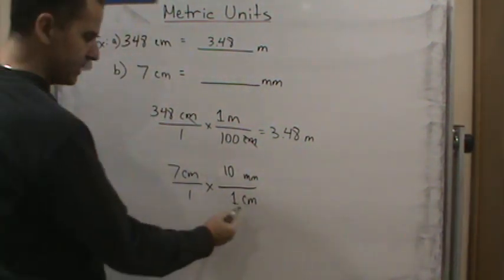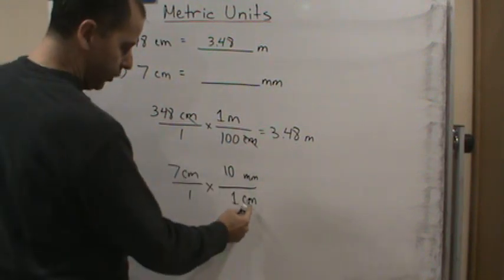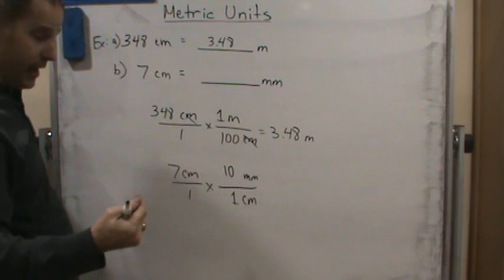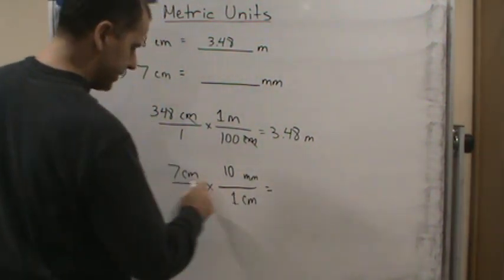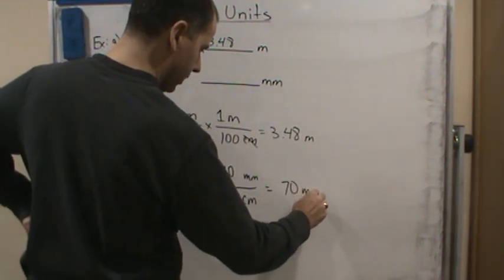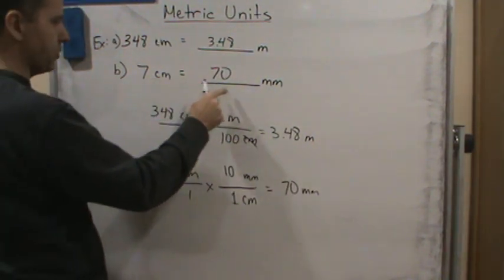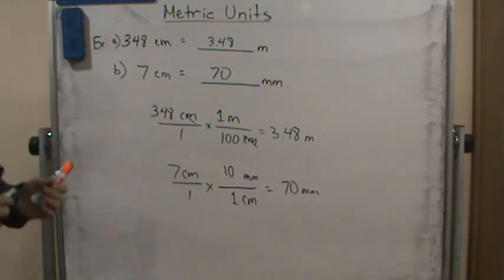How do we know that? Because there's only one difference. If you look at the table, going from centimeters to millimeters is just a power of 10. So if I have 7 centimeters, this ends up being 70 millimeters. So I move the decimal point 1 spot, to the right. And that's how you do it.